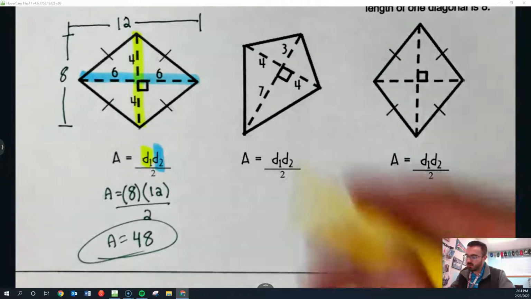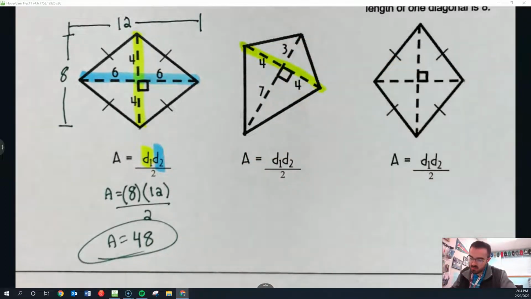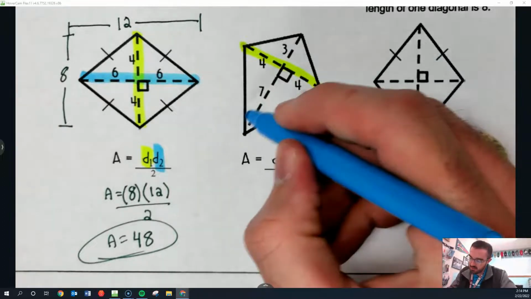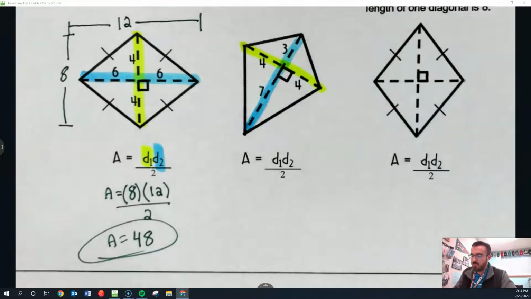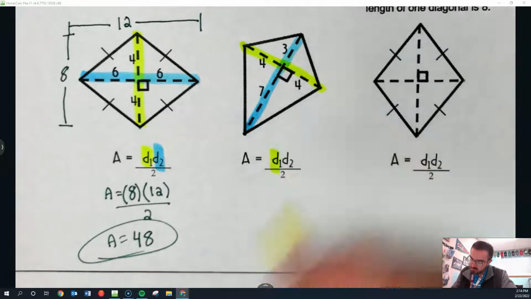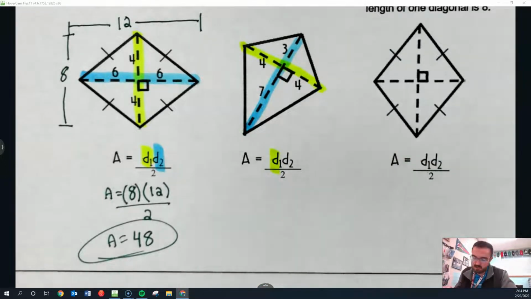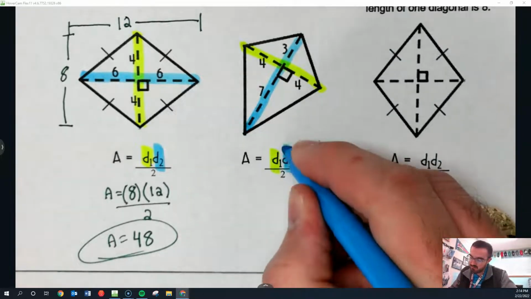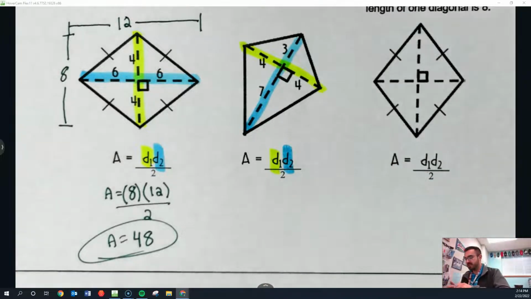What about this one? Remember, the diagonals do not matter in terms of order, but I'm just going to highlight a couple so you know which ones I'm talking about. I'm going to say this is the yellow. I'm going to say this is the blue. Remember, it does not matter. If I would have done 12 times 8 over here, it would not have mattered.